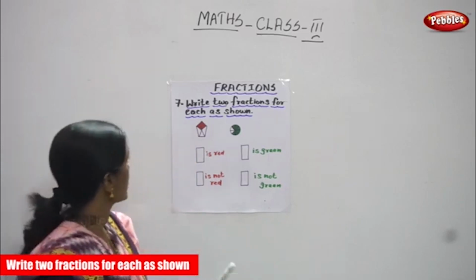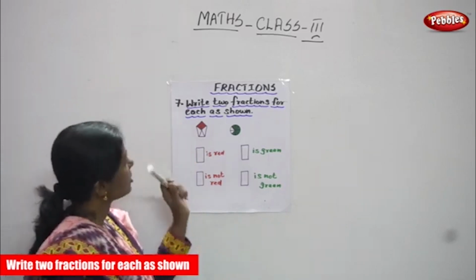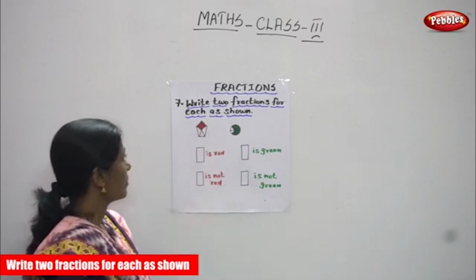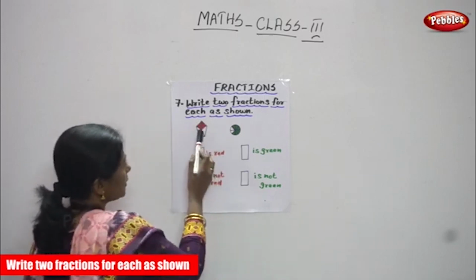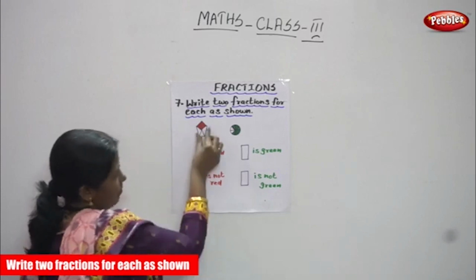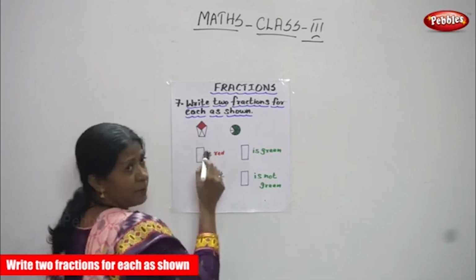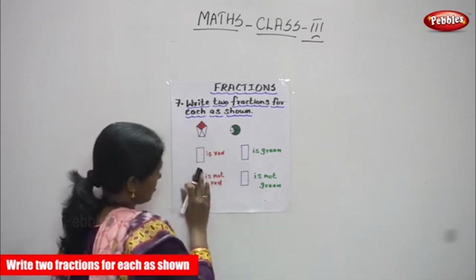Now we are going to see seventh subdivision. Write two fractions for each as shown. Look at these two diagrams. See, 1, 2, 3, 4, 5. Okay, this is a pentagon diagram, almost similar to a pentagon. Because there are five parts, we can call it a pentagon diagram.